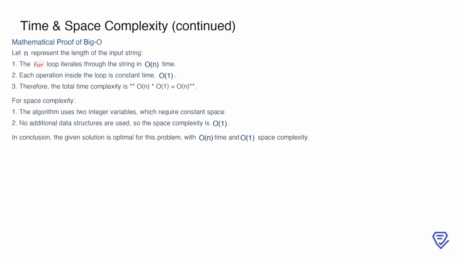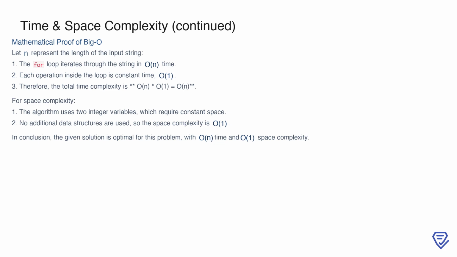The for loop iterates through all n characters, which contributes O(n) time. Inside the loop, each operation, such as checking conditions, updating variables, or comparing values, is constant time, O(1). When we multiply the O(n) iterations by the O(1) operations per iteration, the total time complexity becomes O(n).